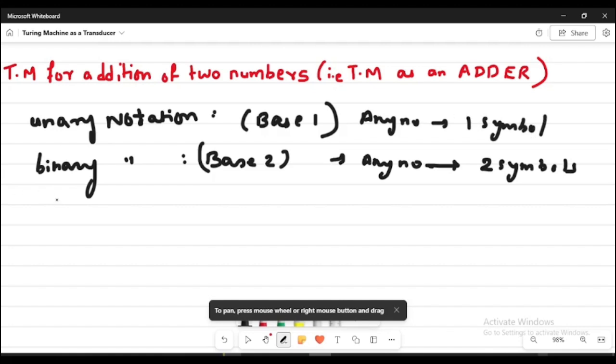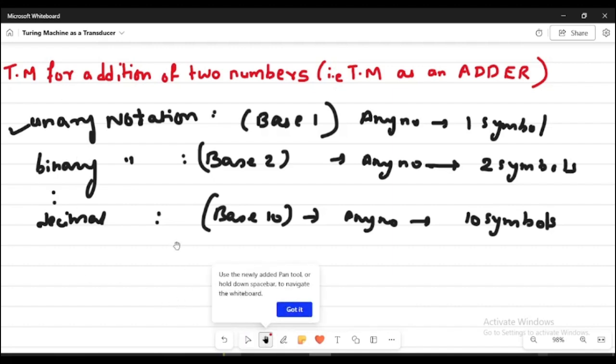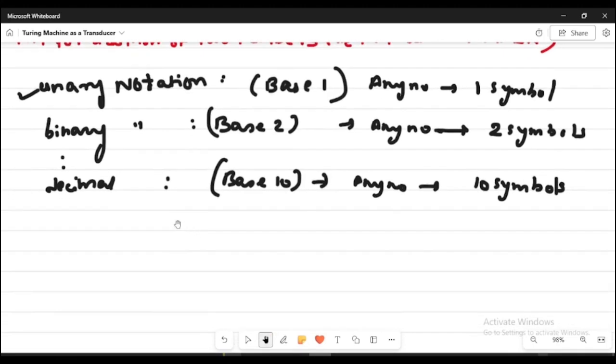For decimal, which is also called base 10, to represent any number we will take 10 symbols. That is what base 10 is. We are making use of unary notation for this particular problem of adding two numbers. Let's see how we are going to do it.